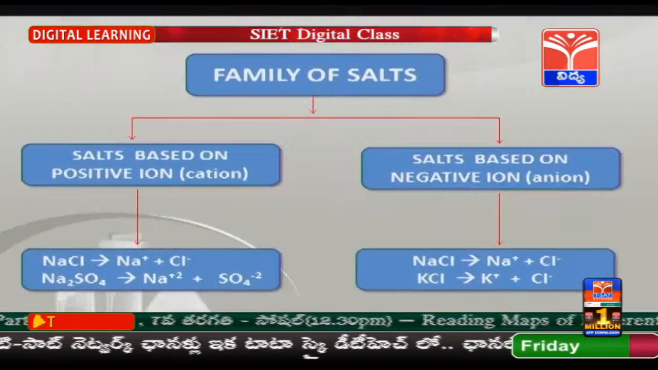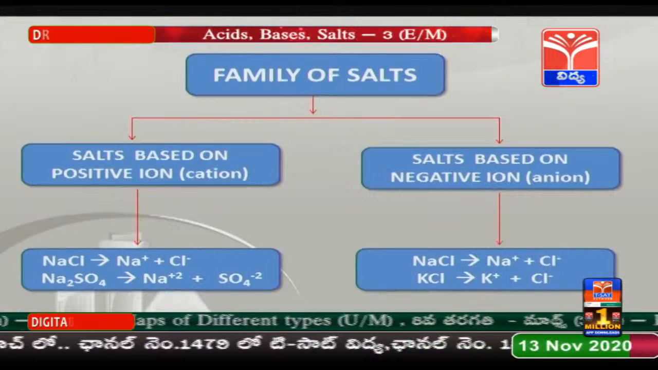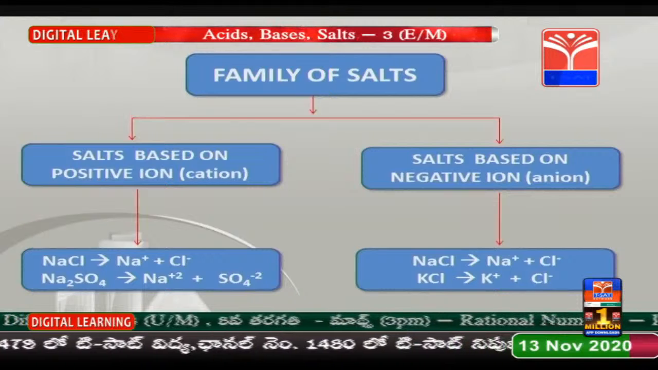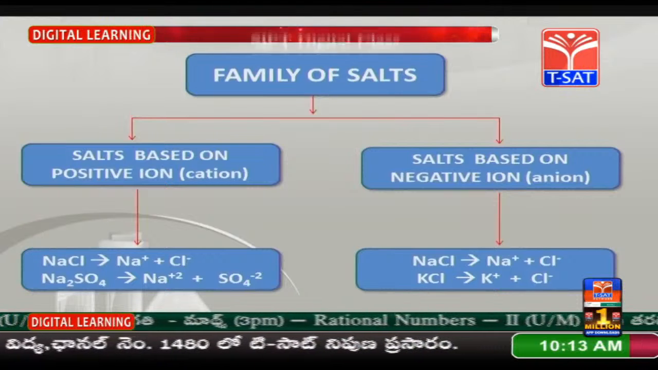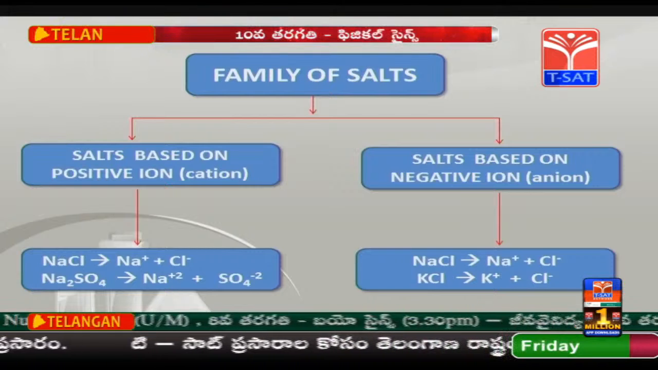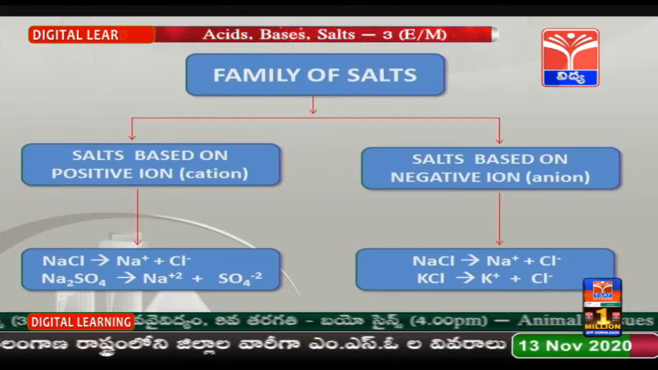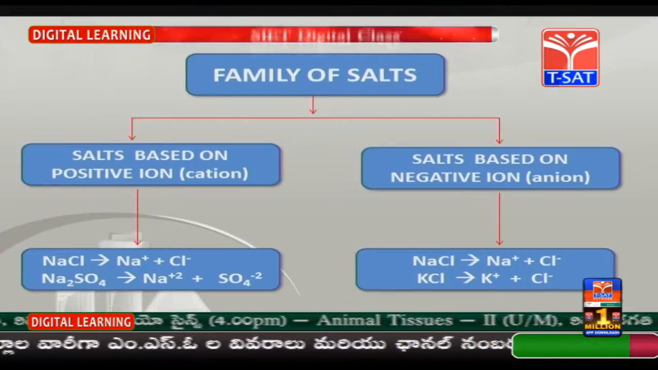Now, what is happening in these chemical reactions? According to this chemical reaction, we can divide the salts into their families. There are two types of salts primarily: salts based on positive ion, that is cation, and salts based on negative ion, that is anion.